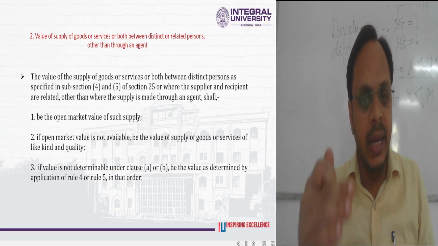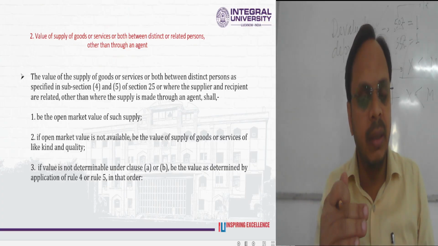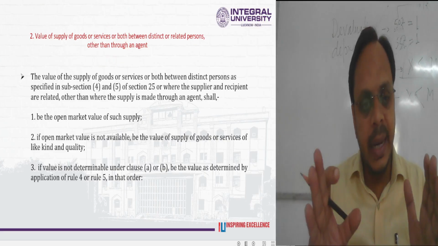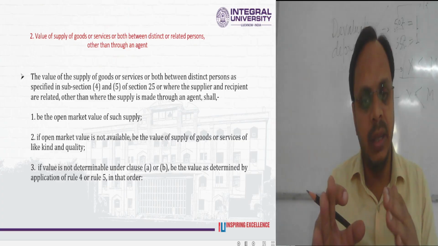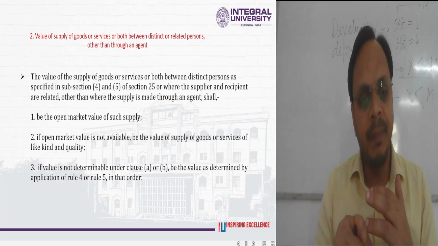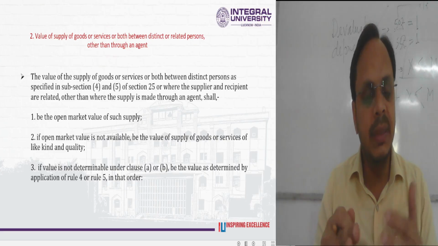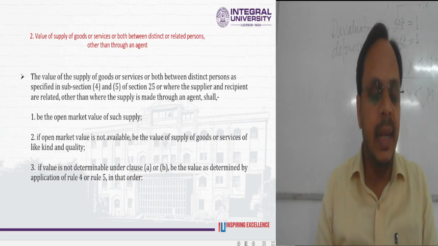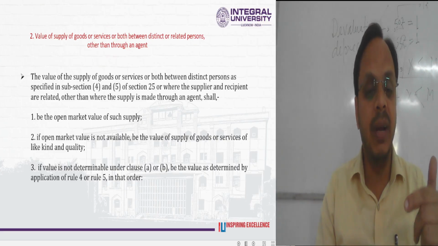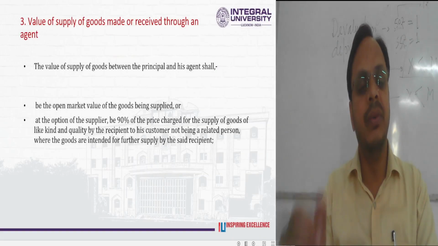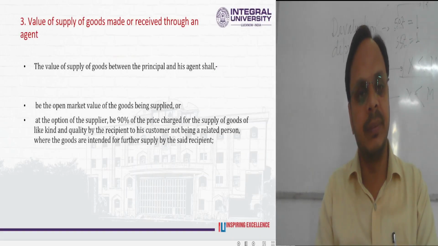So if the open market value is not available, then similar goods of like kind and quality will set the value of the supply. And if nothing out of this is available, then rule 4 or rule 5 will be applicable for the value of the supply.